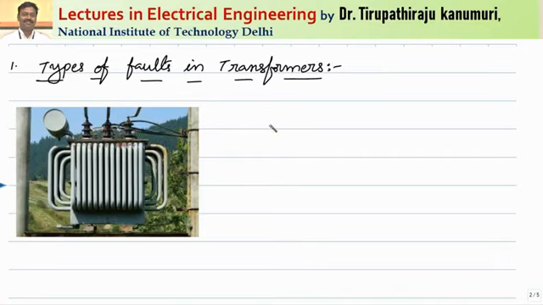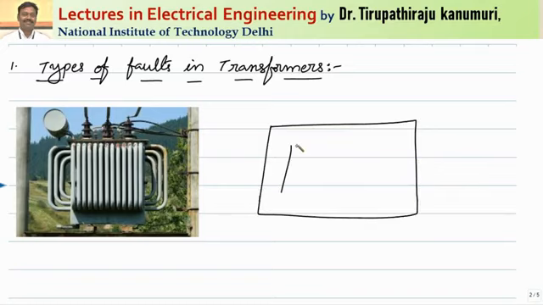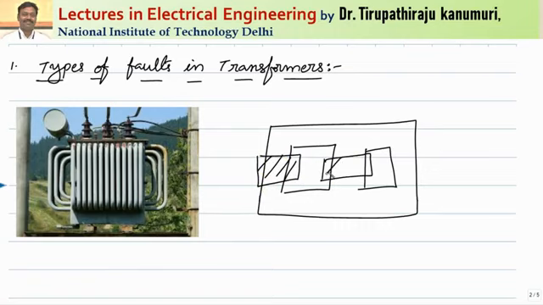So inside, let us take the example of a core type transformer. The core type transformer construction will be like this. On this core the winding will be made like this. So here this winding will be made on these three cores. Three different phase windings will be made on three different cores.